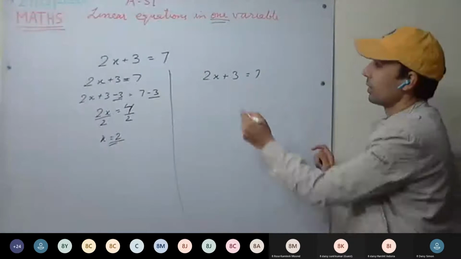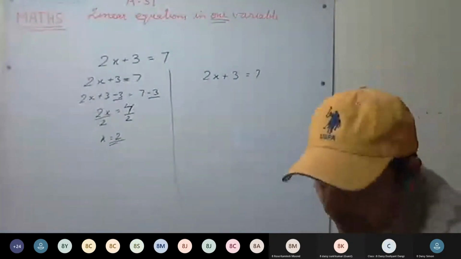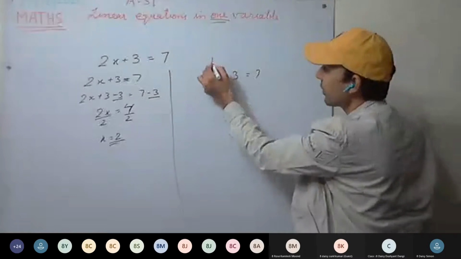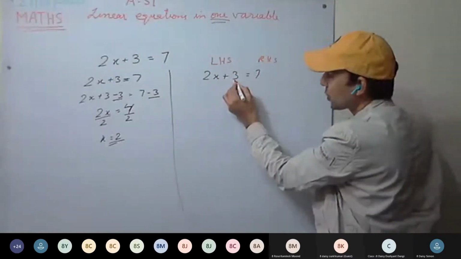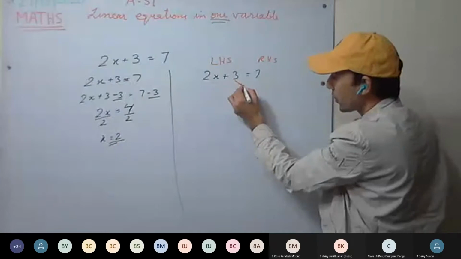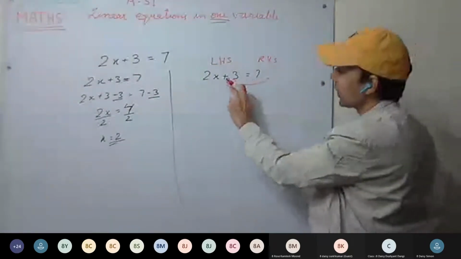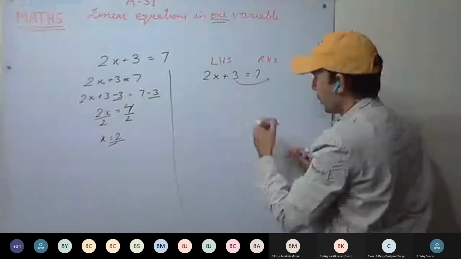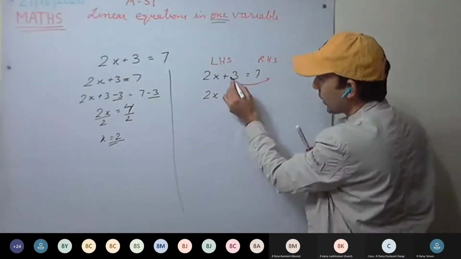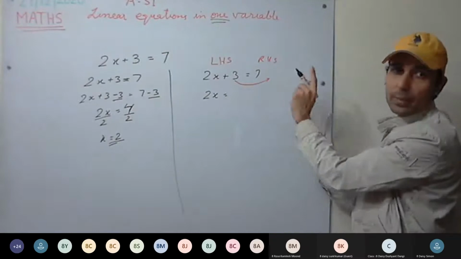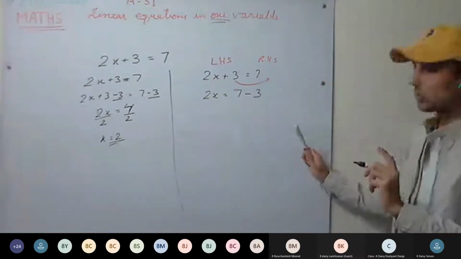How to do this one? 2x plus 3. Now what will we do? This is the left hand side, this is the right hand side. We will transfer this 3 from the left hand side to the right hand side. Here it is plus 3. On the left hand side, 2x only, and on the right hand side it will become minus 3. Have you understood this one?